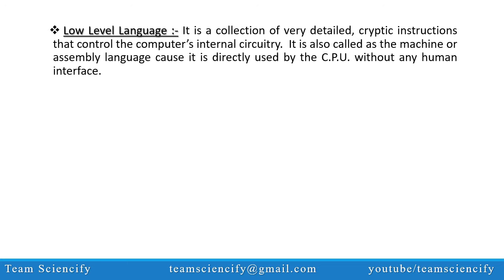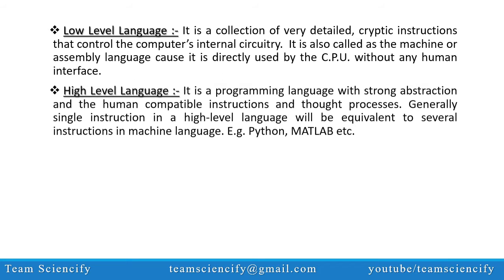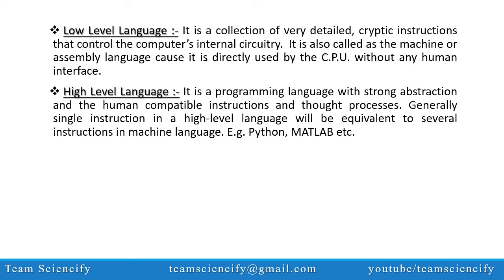The second category is high level language. It is a programming language with strong abstraction and human compatible instructions and thought processes. Generally, a single instruction in a high level language will be equivalent to several instructions in machine language. Consider, for example, if you want to program a robotic arm which directly takes orders from humans and works as per the instruction, we may use Python or MATLAB in such a case, which consist of keywords, functions and commands that are very similar to the language that we speak on a daily basis.